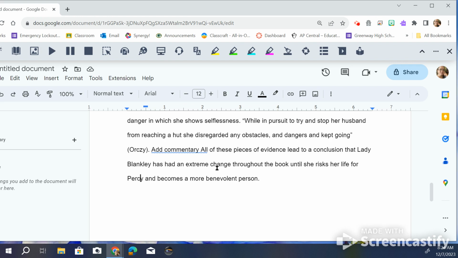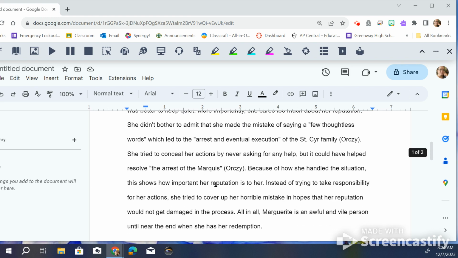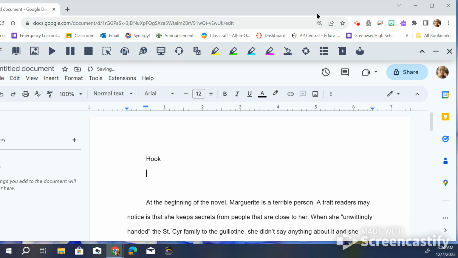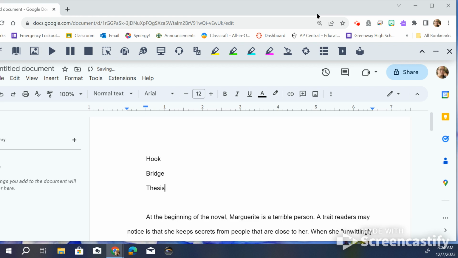Okay? Where do you put the transitions in your paragraphs when you're going to turn them into an essay? Beginning and end. Topic sentences and conclusions. Okay? So that leaves us with, what else do we need to make an essay? An introduction and conclusion. An introduction is going to have 3 parts. You're going to have a hook, you're going to have a bridge, and you're going to have a thesis.